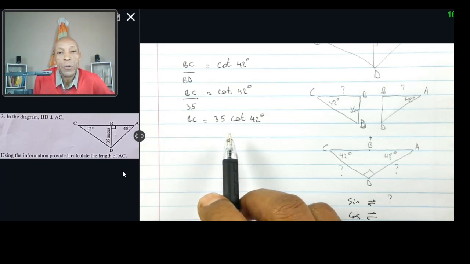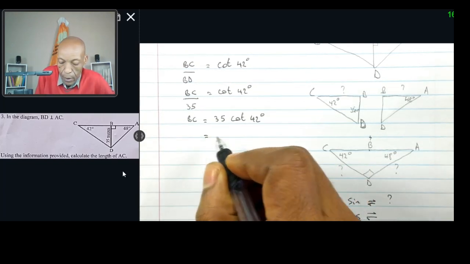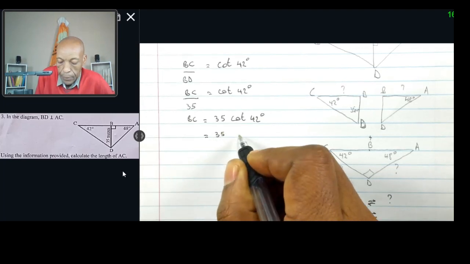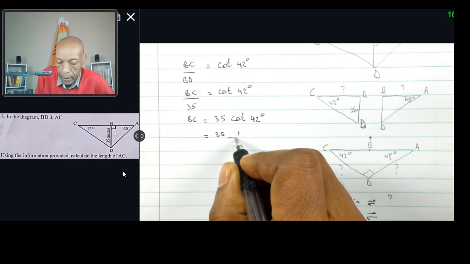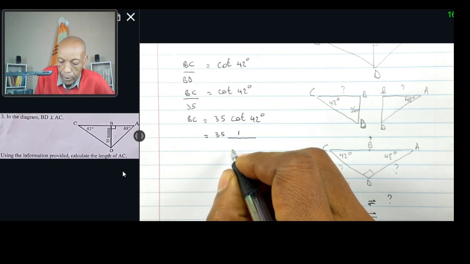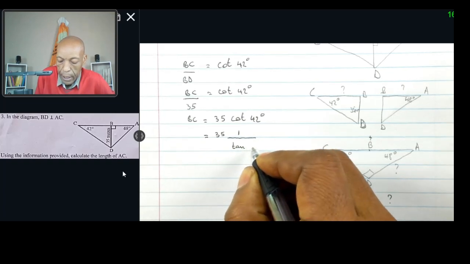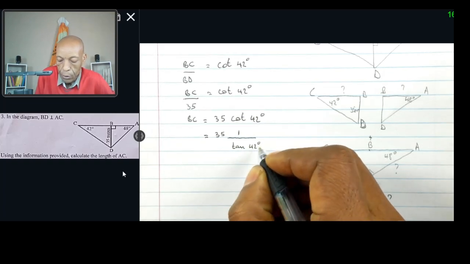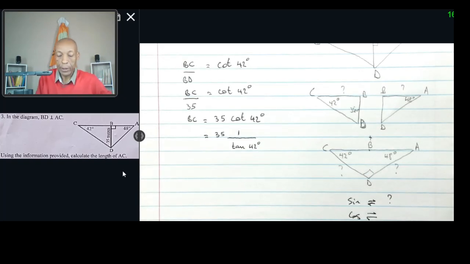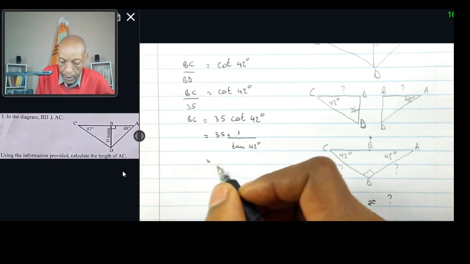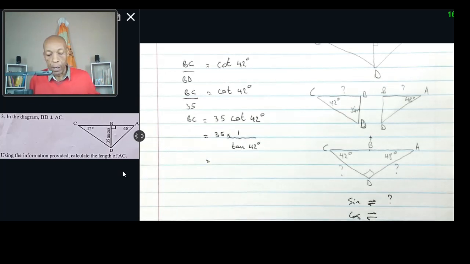Then how we deal with it is that we are going to say the inverse, which is the upside down of tan 42. Okay, so that's how we deal with it, and we know that we are multiplying. So let's see how we do it in the calculator.